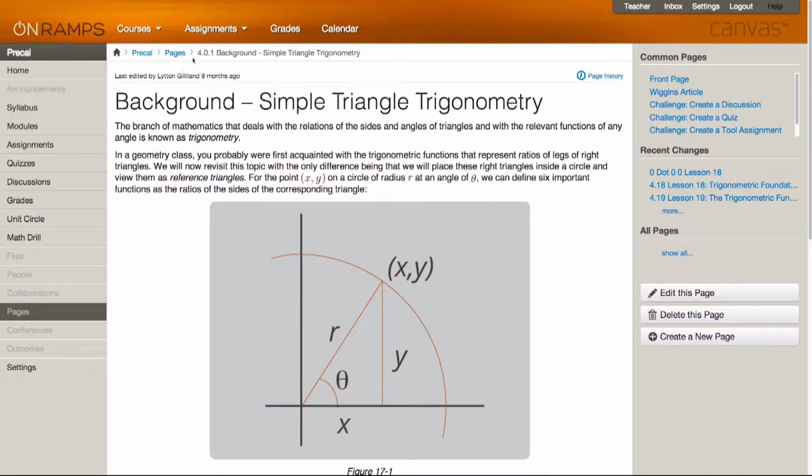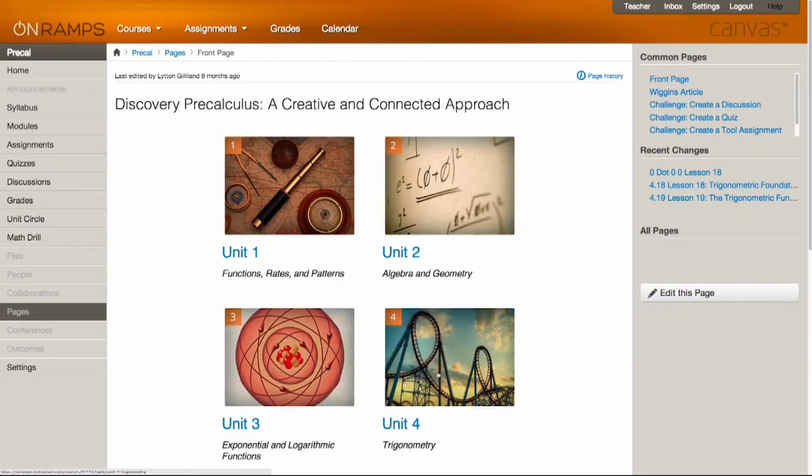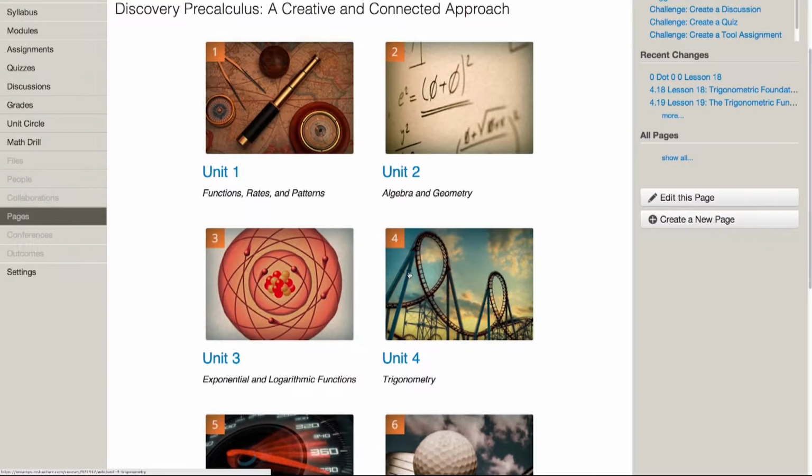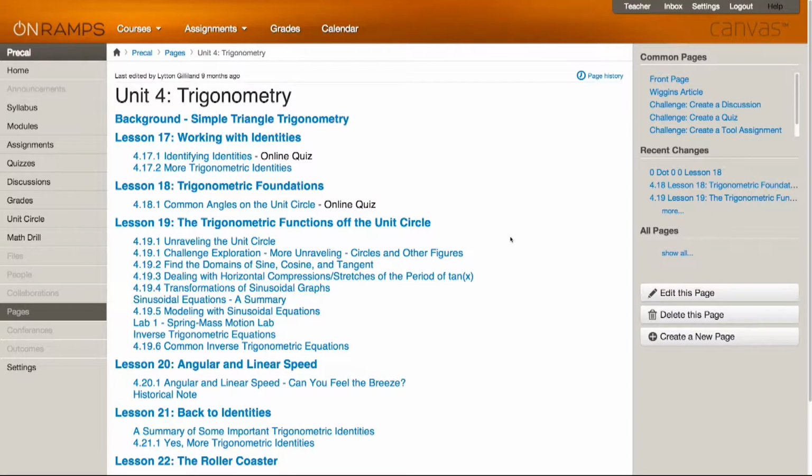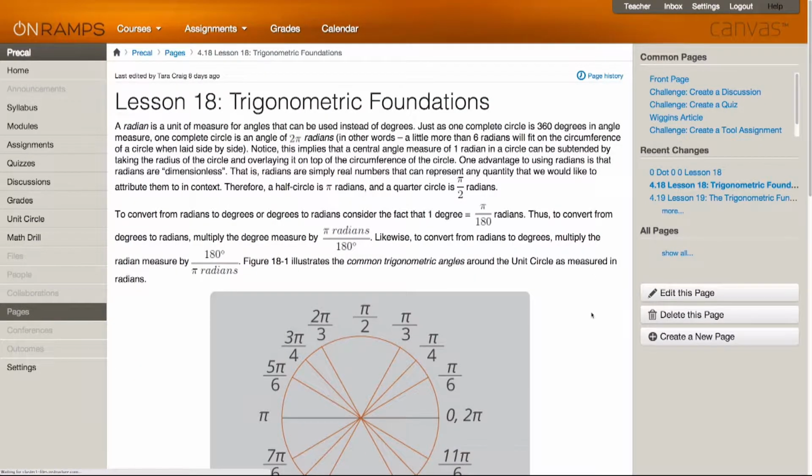Going back to the Unit 4 screen, we see that below the background link, there are 6 lessons. We also see that within these lessons, there are often online quizzes available that students will complete in Canvas. Let's go inside Lesson 18.